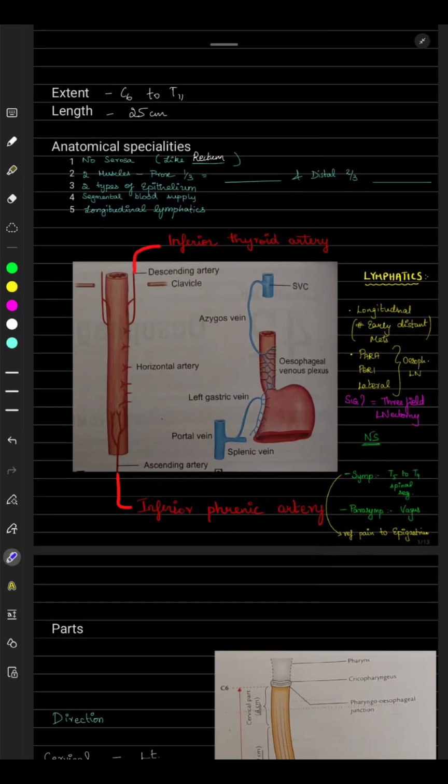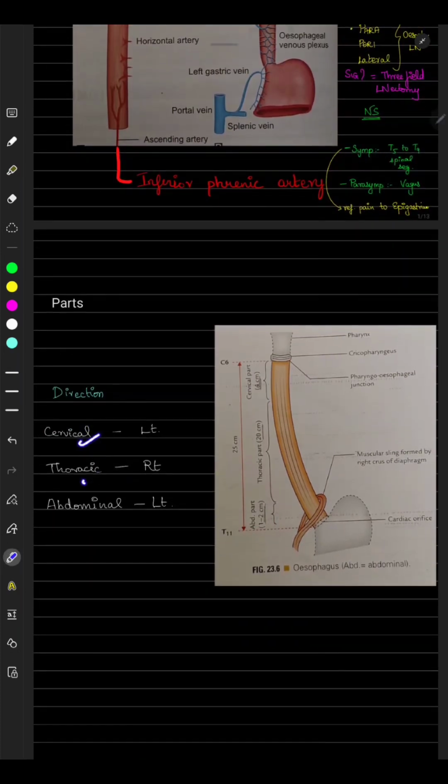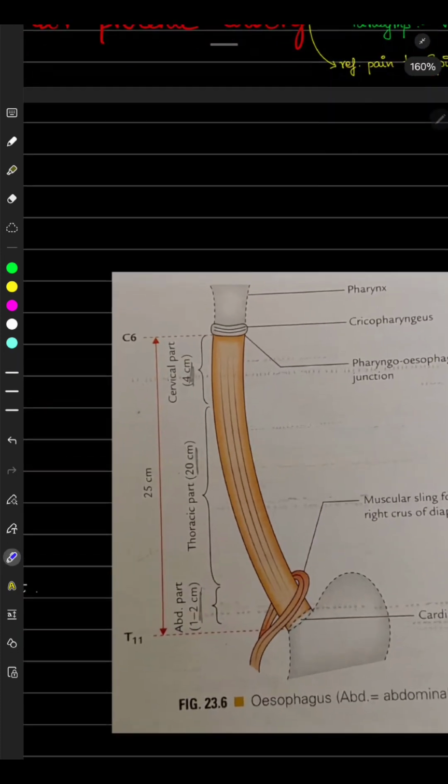Now, what are the parts I told you? Upper, middle, and lower. It's actually termed cervical, thoracic, and abdominal. The total is 25 centimeters: the thoracic part constitutes 20 centimeters, the cervical 4, and the abdominal 1 to 2 centimeters.